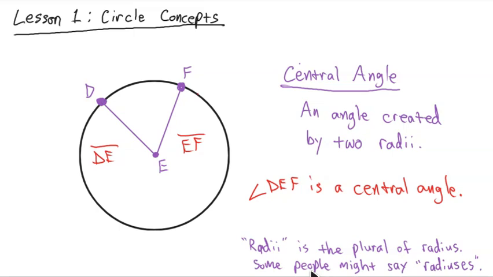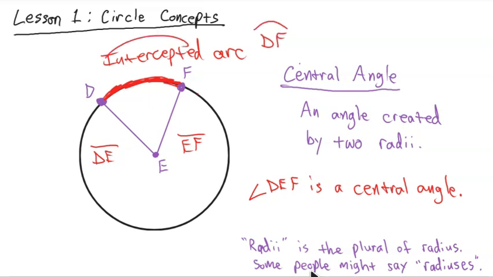Now, one more thing I want to show you is, do you see how point D and point F both are on the circle because they're radii, and therefore they actually cut off an arc. They create this arc right here, and therefore that arc is an intercepted arc, okay? So arc DF is the intercepted arc of angle DEF, and that'll happen very frequently, okay?